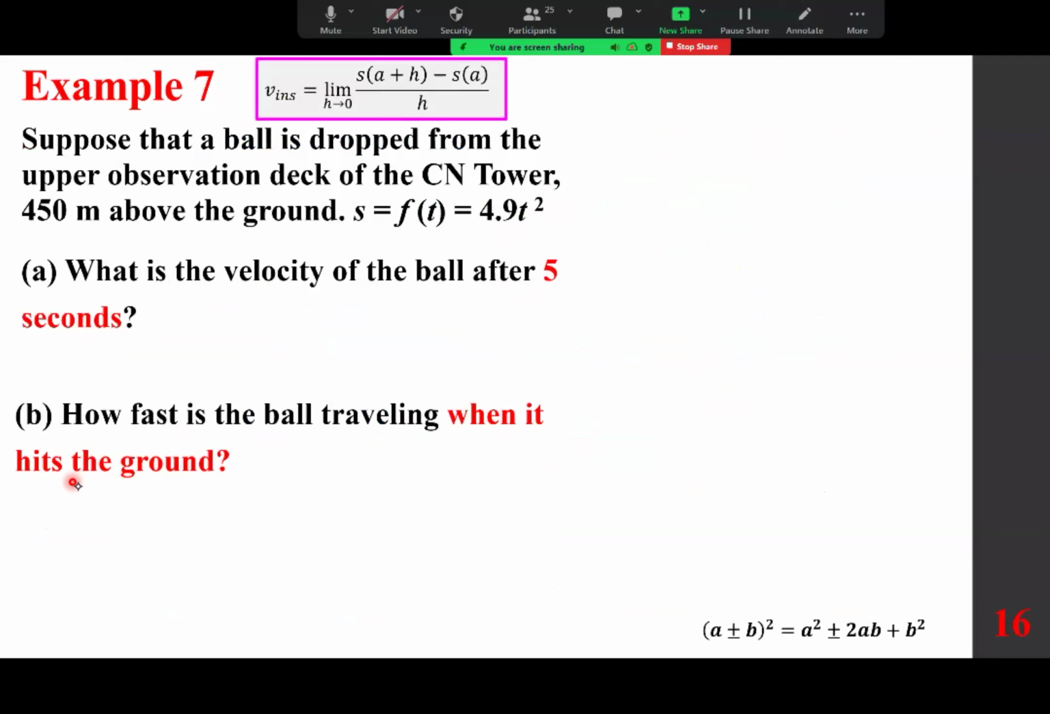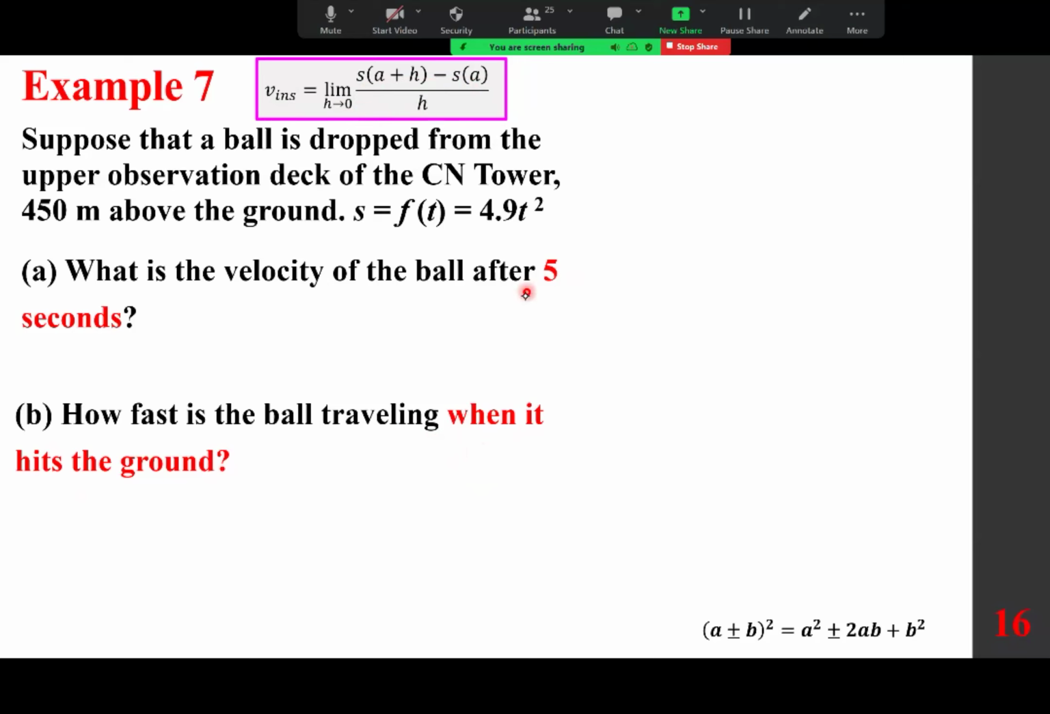So we want to find the velocity, and the formula is the instantaneous velocity is the limit of s of a plus h minus s of a over h as h approaches 0. In essence, we are going to move towards this next section. We can find the velocity at 5 seconds. And then over here, we have to figure out the t and then find the velocity at that time. So that means I have to go through the process 2 times.